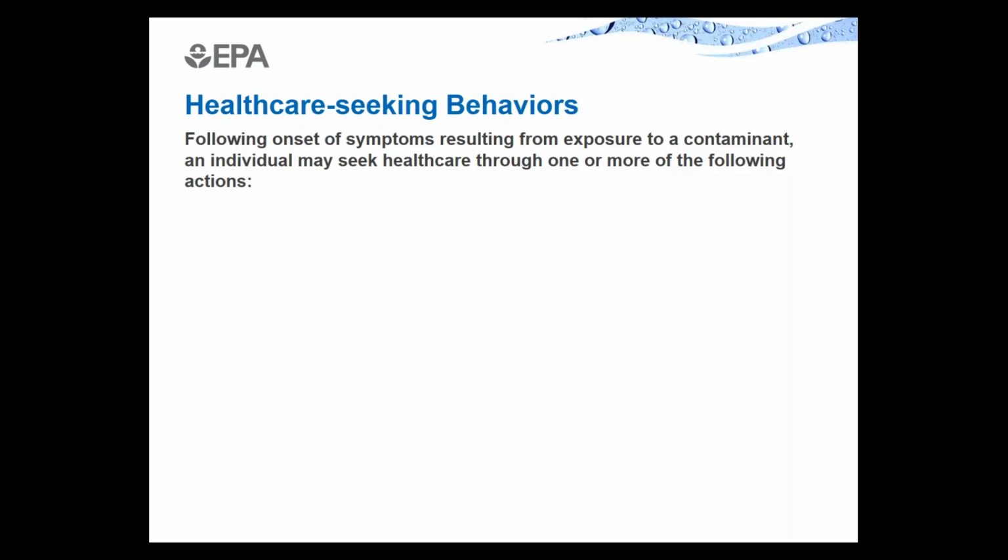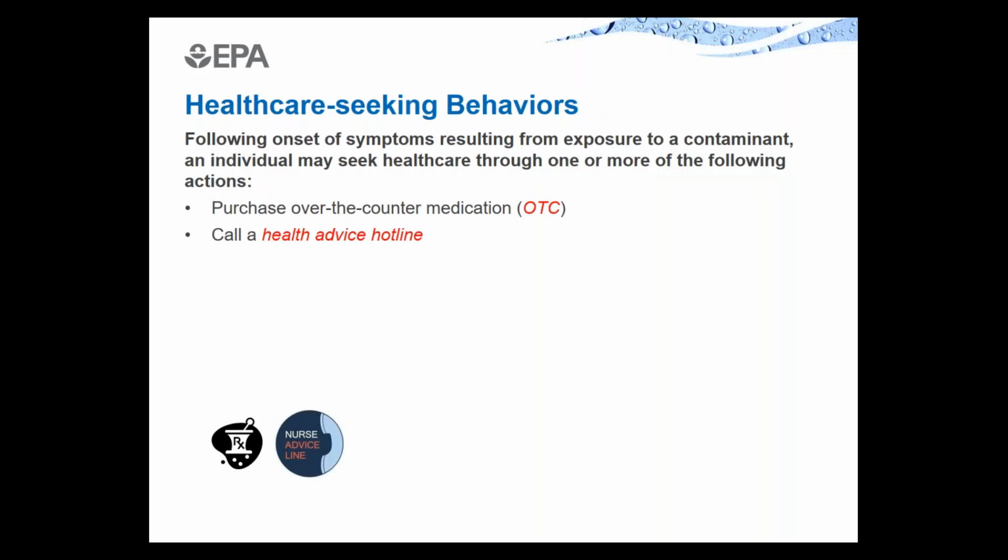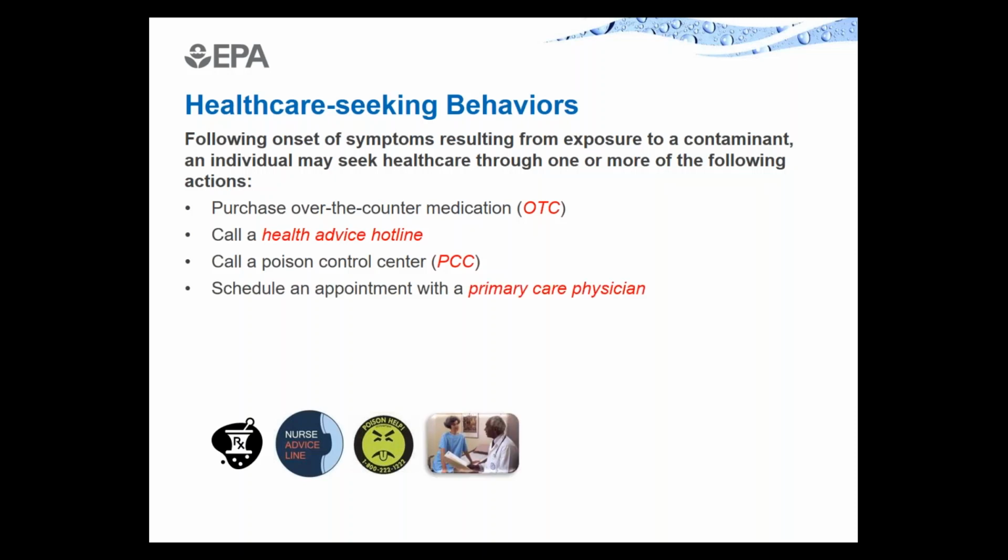And while the tolerance for illness varies across the population, when you look at all of it aggregated across the population, you can see some trends that are useful. So the kinds of health-seeking behaviors that can be monitored include purchasing over-the-counter medications, calling health advice hotlines like nurse hotlines, and calling poison control centers, especially if you think you or a family member or friend has been exposed to a poison or a toxin.